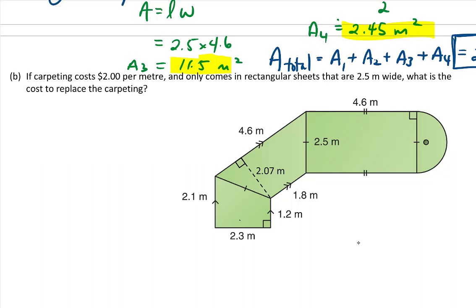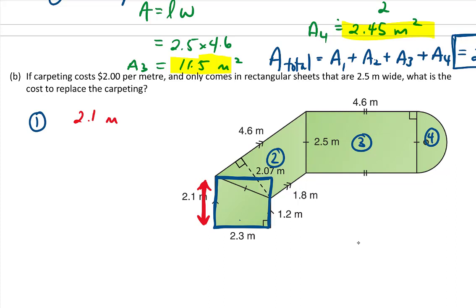It only comes in rectangular sheets, so let's start again with the 4 different areas and how much material you need. So let's start with 1. If I have a rectangular sheet, I gotta buy it as a rectangular portion. So there is what I'm looking for. Since it's already 2.5 meters wide, I just need to buy a length that's 2.1 meters long. So for region 1, I need 2.1 meters of carpet.